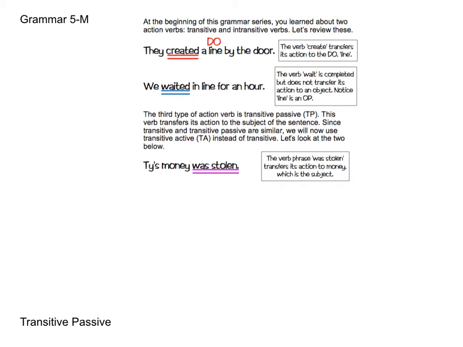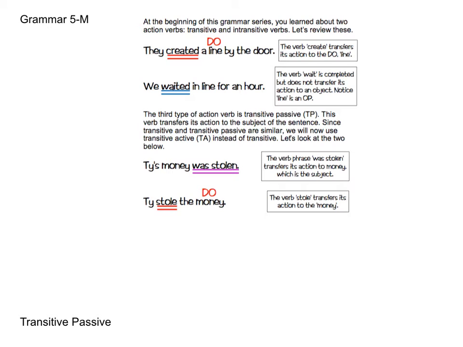Ty's money was stolen. So here our main verb is stolen. It is an action verb and it is occurring, but the subject of the sentence is receiving the action. It is not completing the action. Whereas if we look at the next one, we have Ty stole the money. And so steal is being completed by the subject and is being transferred to that direct object.